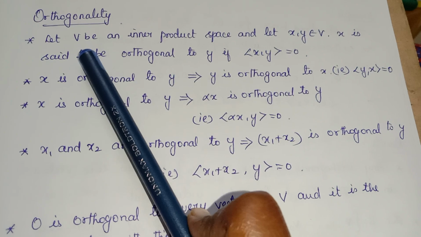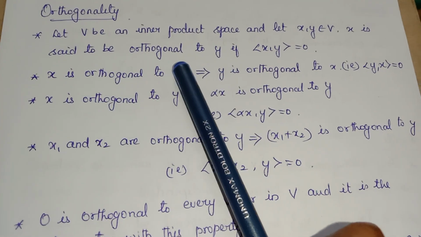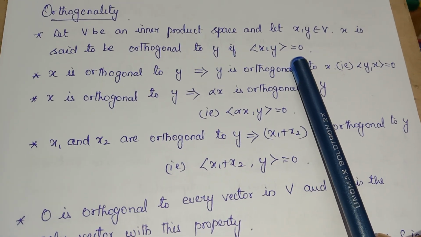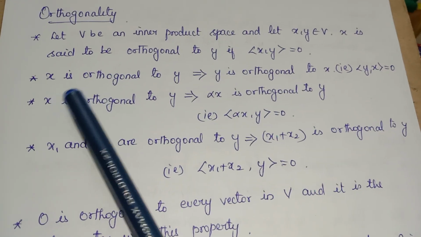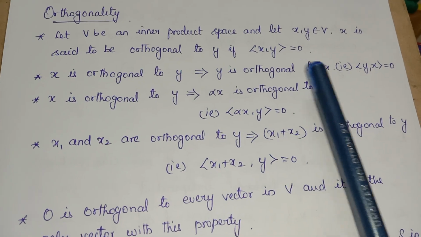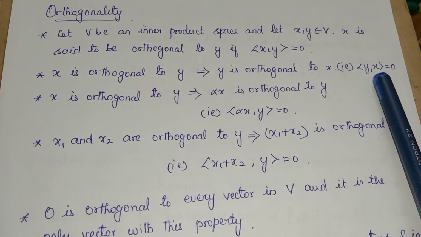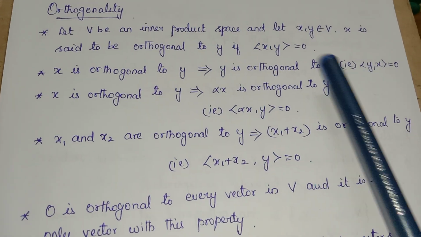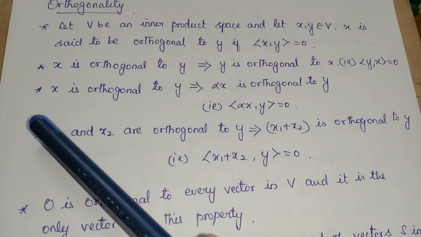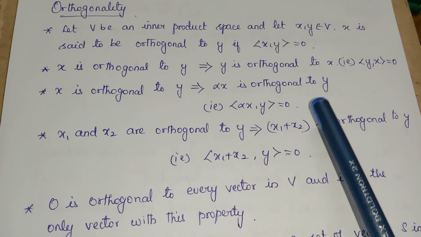If V is an inner product space and x and y are any two vectors in V, then x and y are said to be orthogonal if the inner product of x and y is equal to 0. If x is orthogonal to y, then y is also orthogonal to x. Because inner product of x, y is equal to the conjugate of inner product of y, x, isn't it? So both are 0 at the same time.